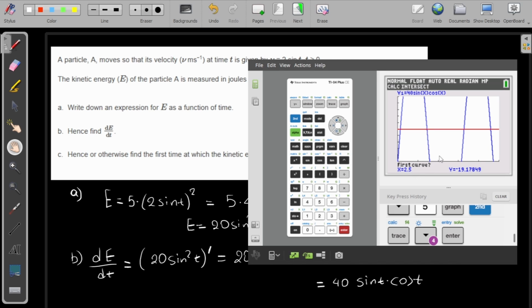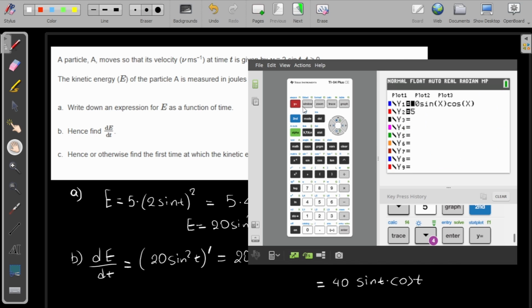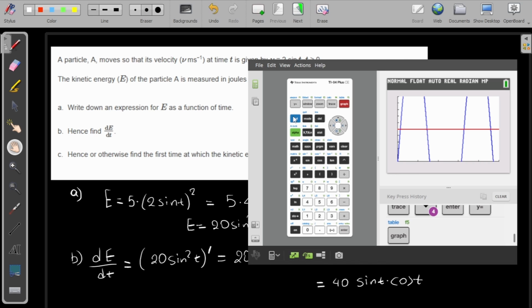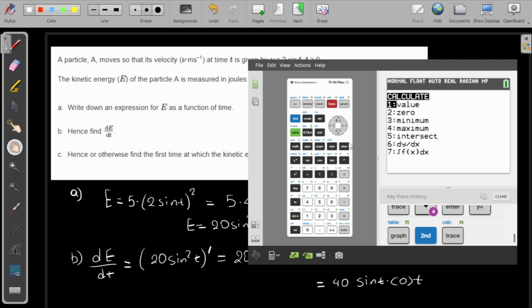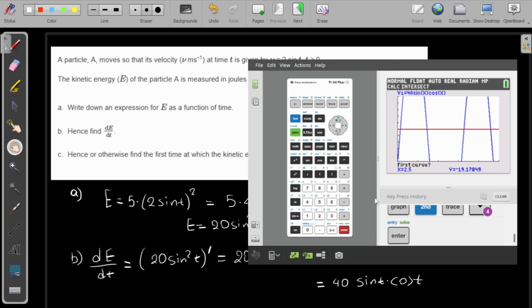First curve, yes. Second, 5, it's the same. Did I make a mistake? No. So, second, calculate, intersection. First curve, is this one? Yes. Second, 5. Yes. Make a guess. Now I will go to the point that I want to calculate, this one.